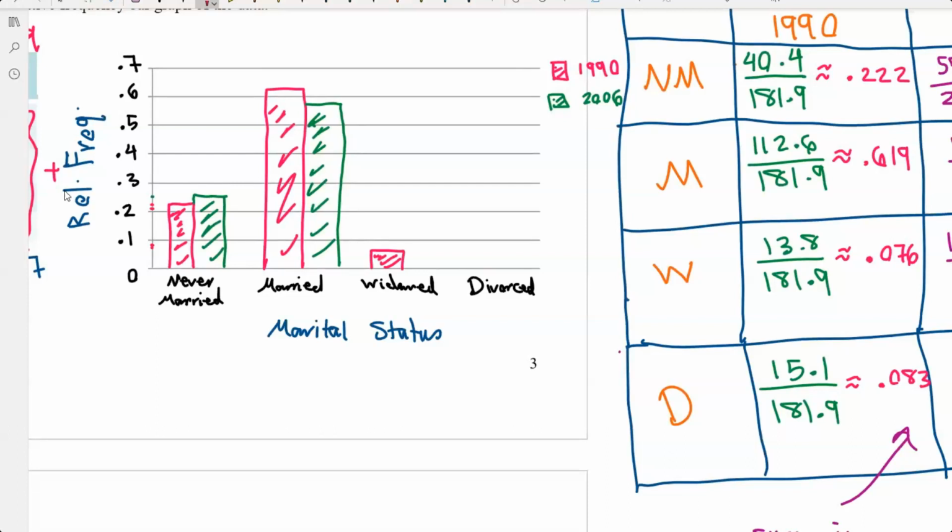So this one for widow, I have 0.076, and here is 0.083. So the difference between these two. And now relative frequency for this part for widow, we have 0.06. And for divorce, we have 0.10. So it's a little bit higher than 10.